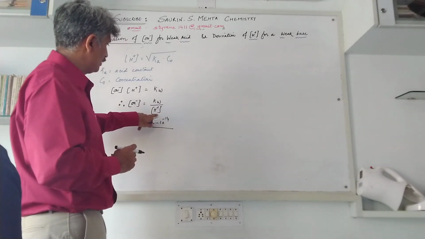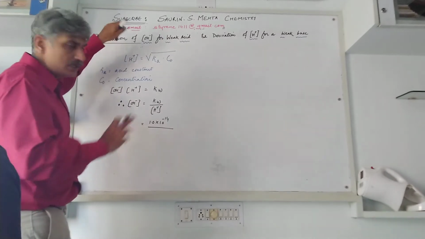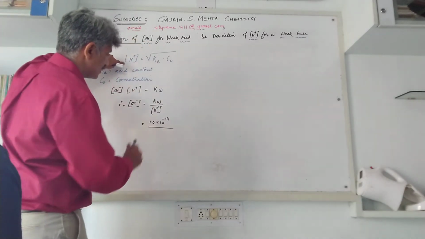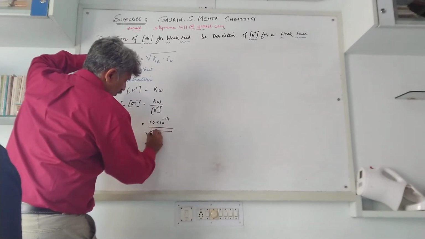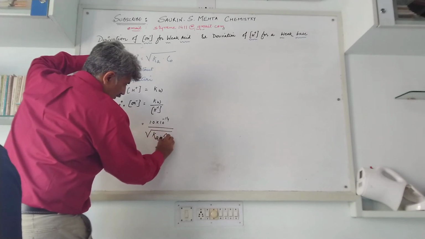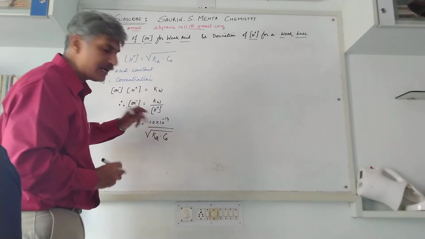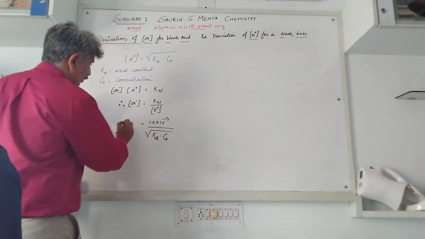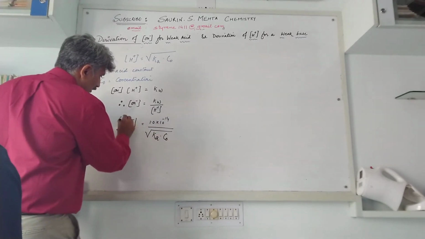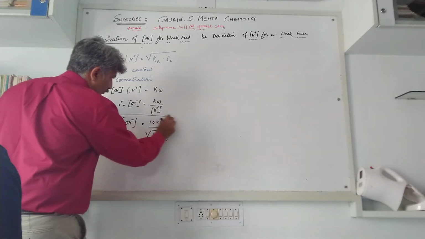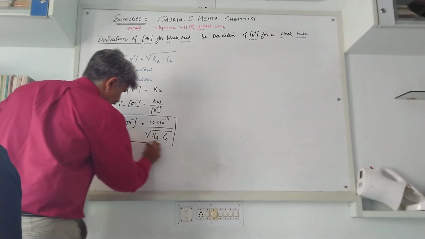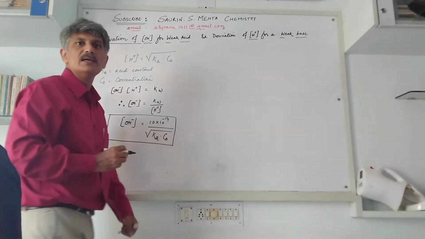Now, what is the H+ ion concentration? According to the previous theory, the H+ ion concentration is the square root of Ka C0. So I'll substitute that here, and that will be 1 into 10 raised to minus 14 upon the square root of Ka C0, and that is nothing but the concentration of OH- ion for a weak acid. So you can definitely derive the concentration of OH- ion for a weak acid.